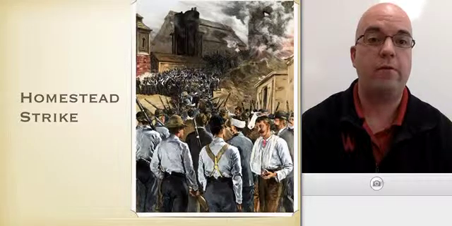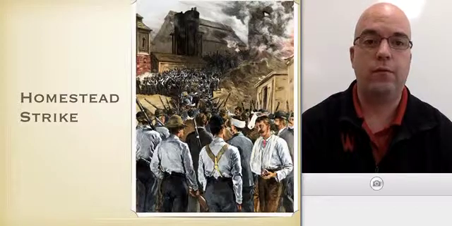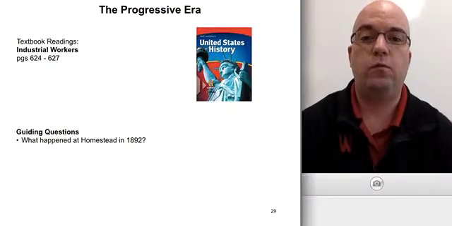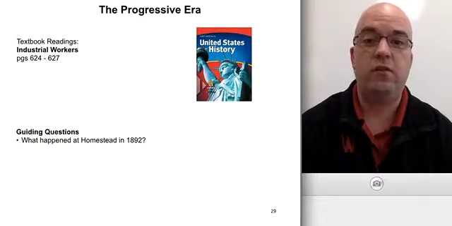The topic for today's video lecture is the Homestead Strike. This is some background information and context for a primary source analysis activity that we'll be completing in class. The textbook readings that go with the Homestead Strike can be found on pages 624 to 627 in the Industrial Workers section of our textbook.